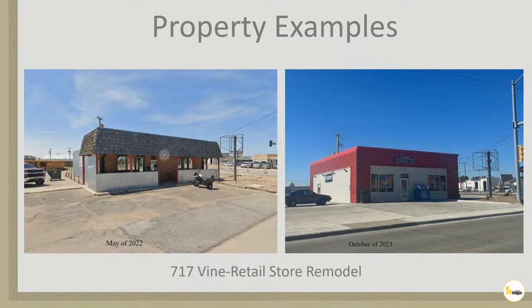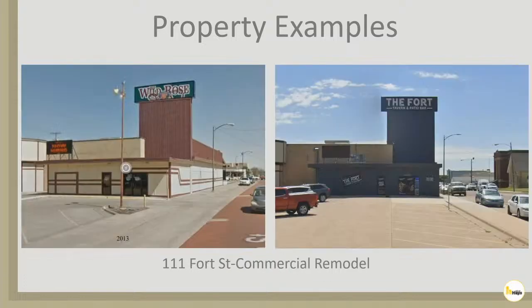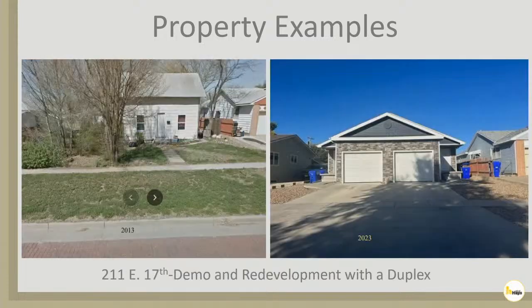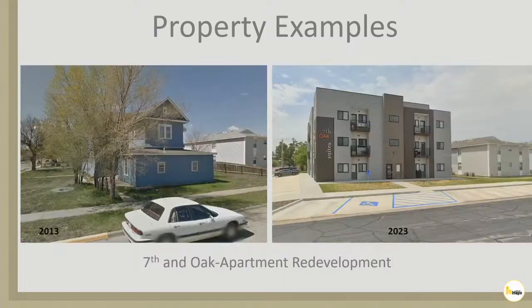So just a few examples here of how the NRP has been a part of some successful projects in recent years. Here's a major commercial remodel example from the corner of Vine Street and 8th with the liquor store that recently opened. Another commercial remodel example is the Fort Tavern and Bar, which was remodeled from the old Wild Rose. A residential example is at 211 East 17th Street, with the original building demolished and then redeveloped with a duplex. And then another residential example is the site of 7th and Oak, which was rebuilt with a new apartment building owned by Mike Graham.